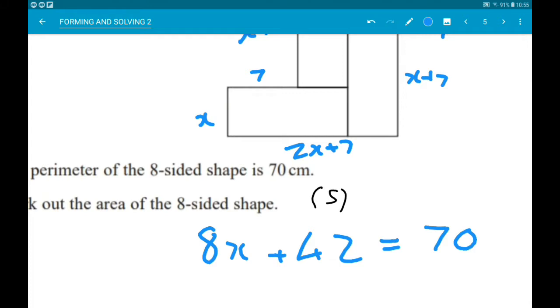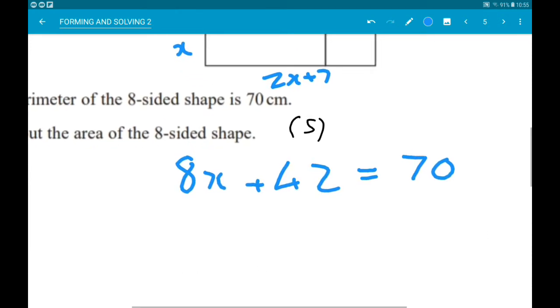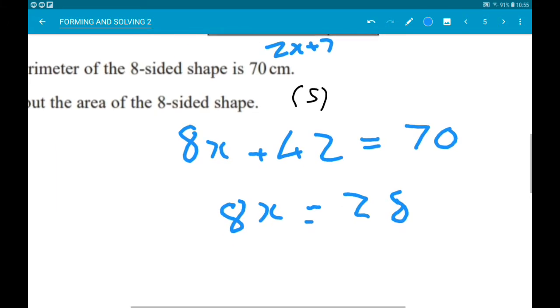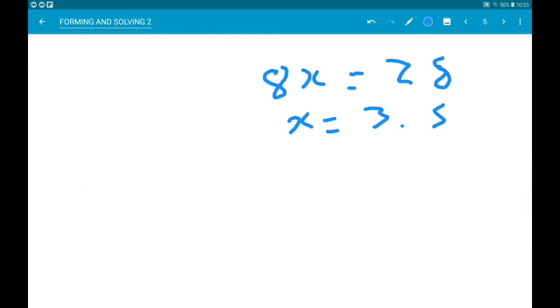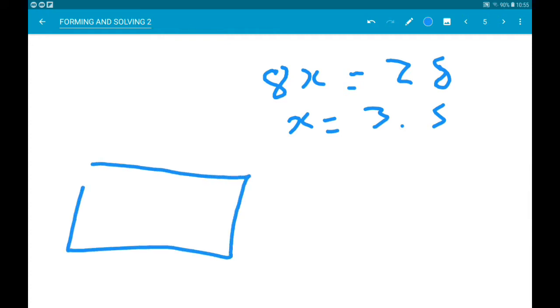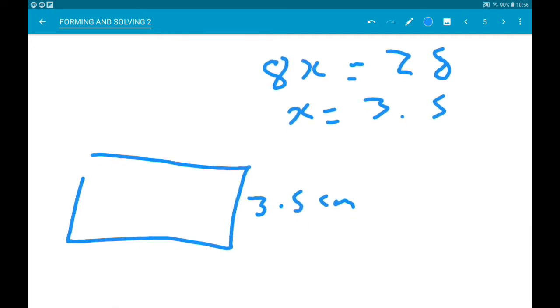From this, we can now find the value of x. So subtract 42, we get 8x is equal to 28. Divide by 8, we get x is equal to 3.5. Now we can find the area of a rectangle. So we now know its width is 3.5. Now its length is 3.5 and 7, 10.5.